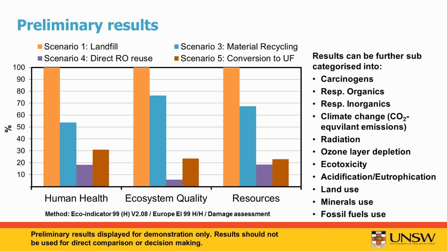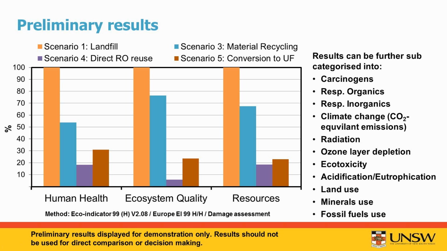And so from here, we looked at our 4 major options: landfill, material recycling, direct reuse, and conversion to UF. The way that you interpret this sort of data is that you compare it to the option that has the highest impact. In this case, you can see here in the light orange, across all 3 of our broad impact categories, that landfill has the most significant impact, which is exactly what we expect, considering that that's the motivation for the project.